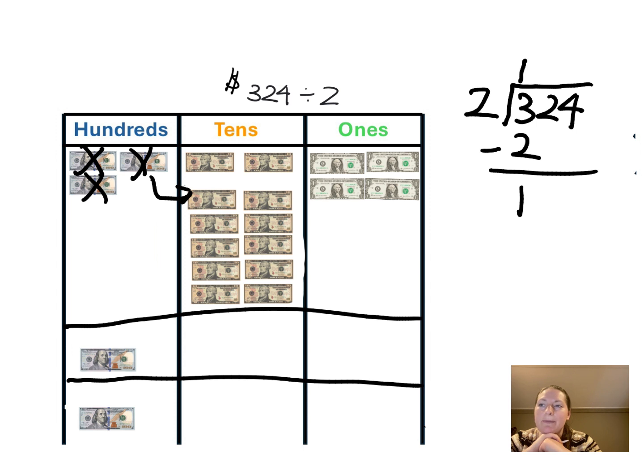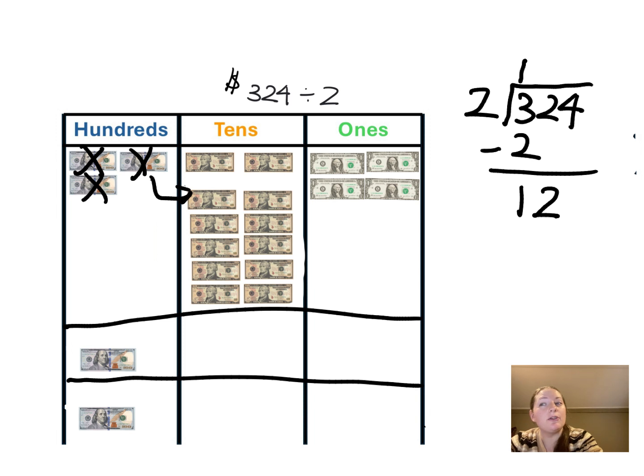So you can see I haven't changed the value of the money that I'm distributing between myself and Jessica. But what I have done is I've partitioned my $100 bill into 10 equal parts, each a $10 bill. So I had 2 10s to start with. Now I'm adding 10 more 10s. So how many 10s do I have all together in my tens place right now? 12. I have 12 10s.